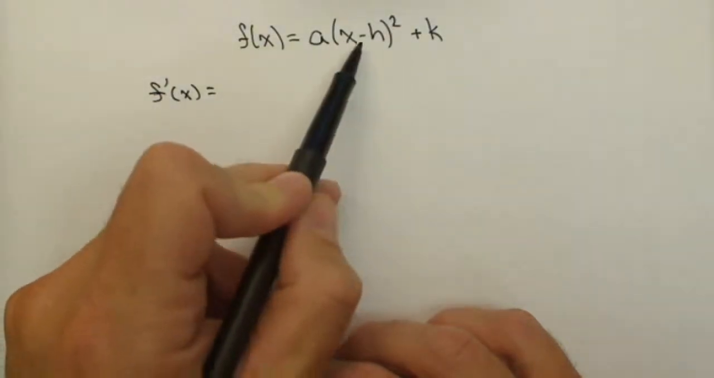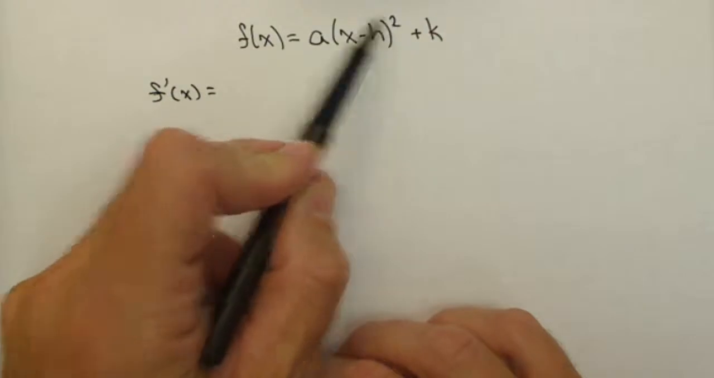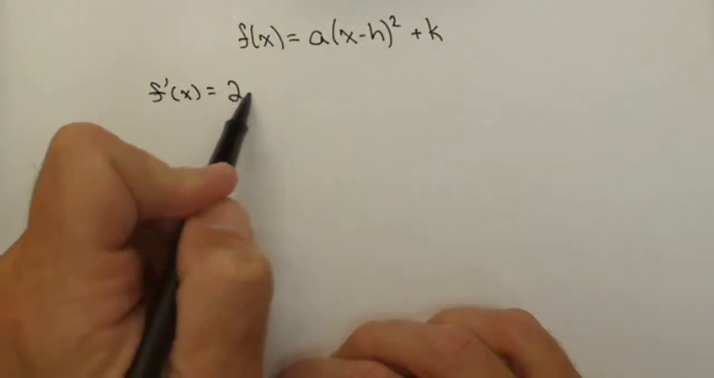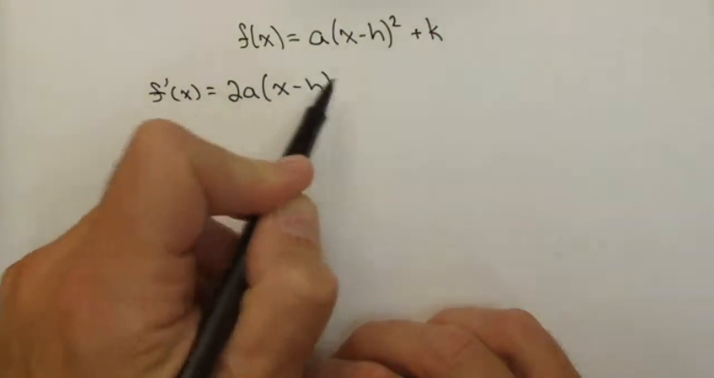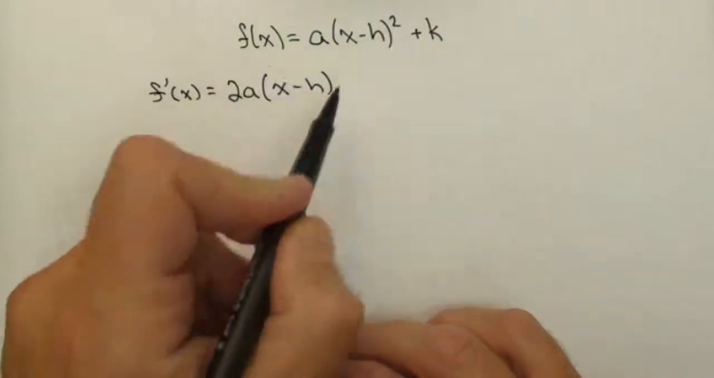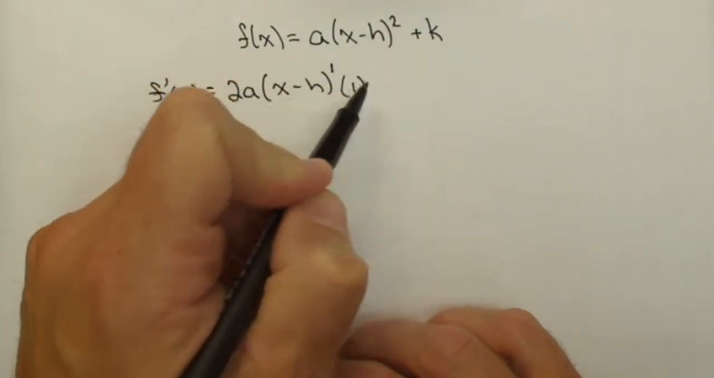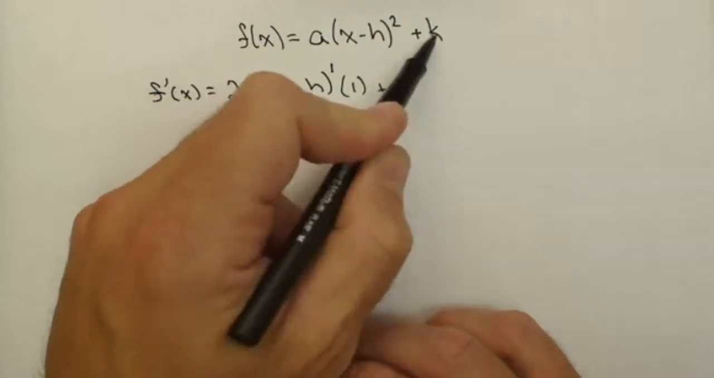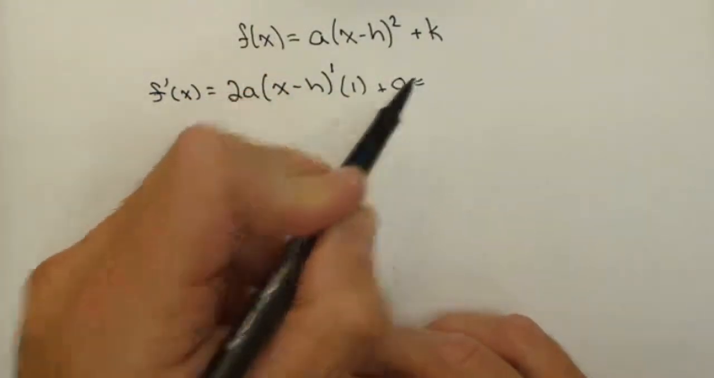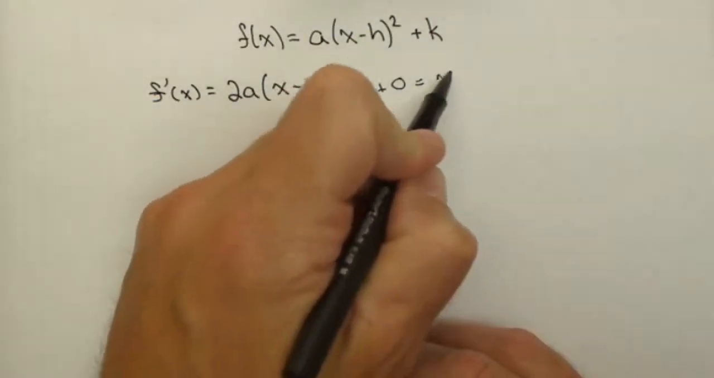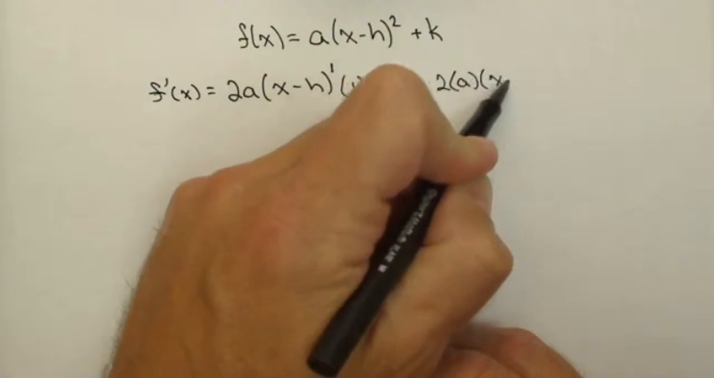So taking the derivative of this, we have a chain rule. A is just a constant. Chain rule says pull the 2 out front, so 2a, leave the inside alone, x minus h, decrease the exponent by 1, so that becomes a 1, times the derivative of the inside, which is just 1, plus the derivative of k. K is a constant, it doesn't depend on x, so its derivative is just 0. So our derivative is 2a times x minus h.